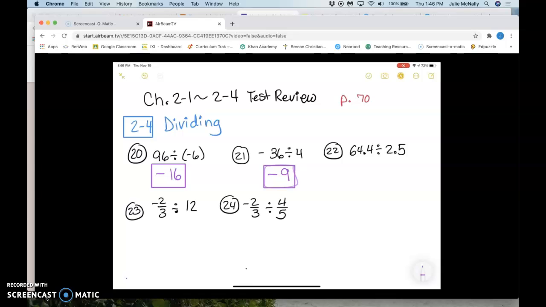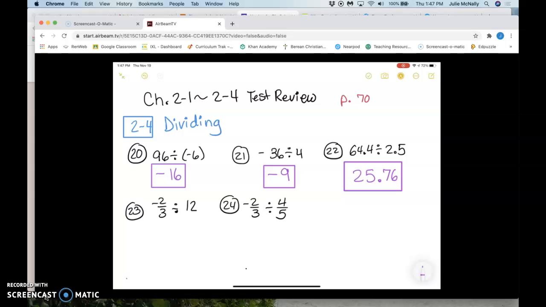Oh, wait, hold the thought. How about decimals? 64.4 divided by 2.5. 25.76. Thanks, Tommaso, for being all prepared. There's no negatives on that one, so we don't have to worry about it.